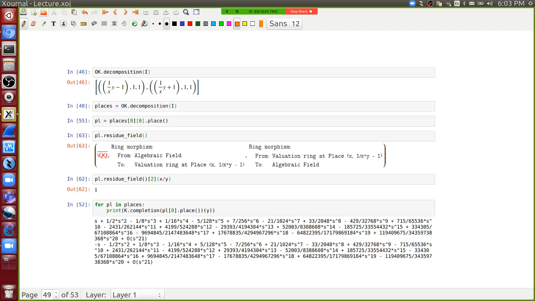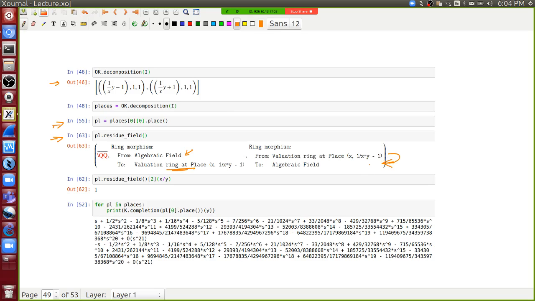Got functions to do a series expansion. I just take this decomposition I did on the last page and pull the first one out of the list. I can get its residue field, which is the constant field, in this case QQ bar, along with ring morphisms that go from the constant field into the valuation ring, which is the local ring that has everything finite at that place, or a ring morphism that goes from the valuation ring to the algebraic field.